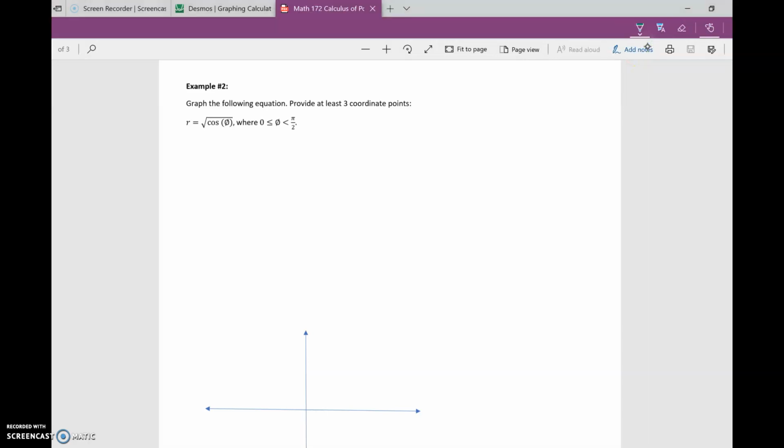Hi class, let's take a look at example 2. And this one's slightly different than the ones that we did in the intro to polar. These will show up in this section because they provide nice curves for us to get actual areas.